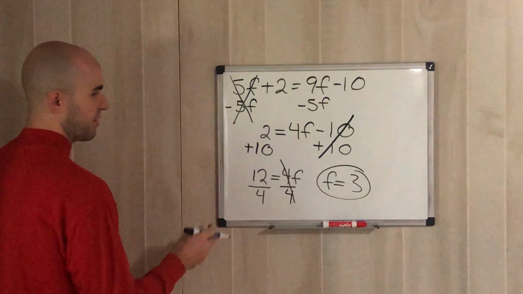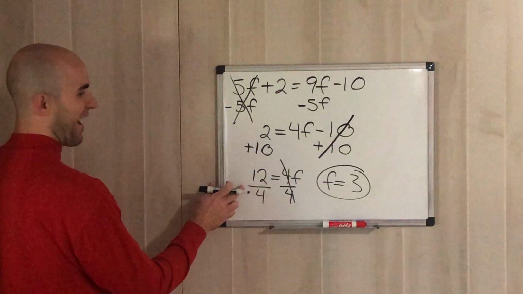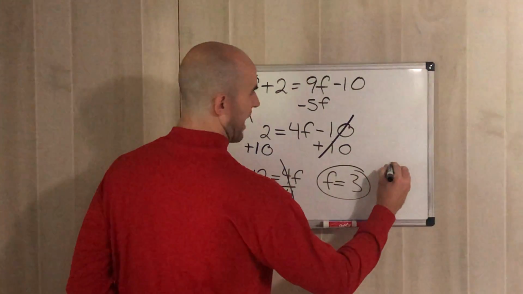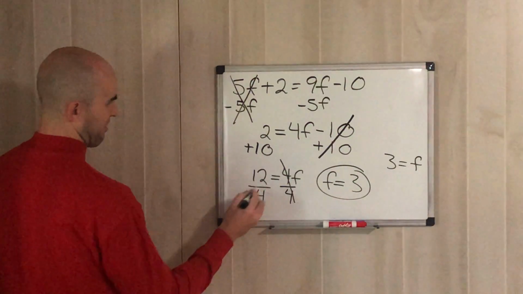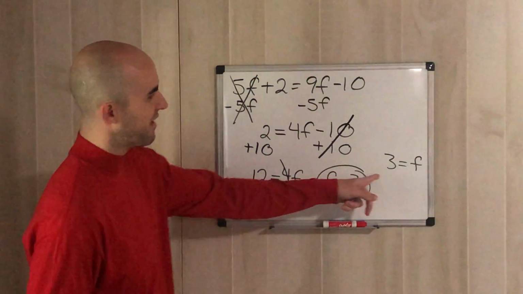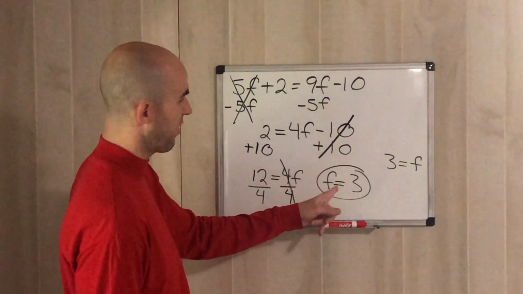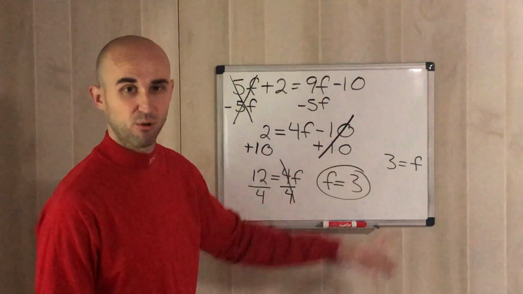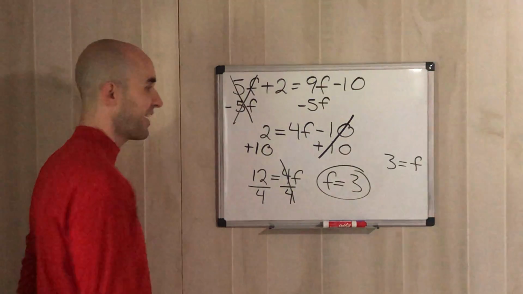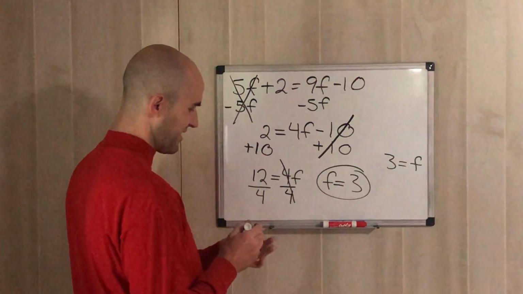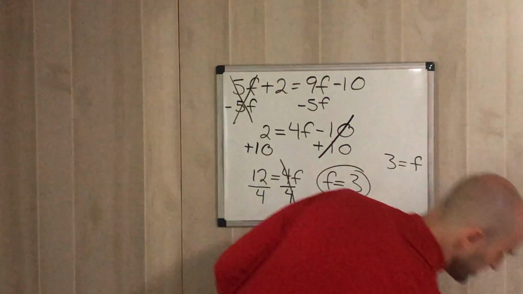And it doesn't matter. Sometimes people will ask, well, if I have 12 divided by 4 here, would I have to write it 3 equals f? Because again, 3 equals f. It doesn't matter, guys. In the end, it's still the same thing. Whether you're saying f equals 3 or 3 equals f, you're saying the exact same thing. Order does not matter at all. But just realize, it's always getting rid of that smallest variable.